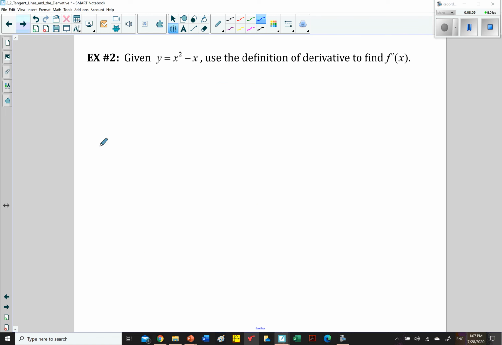Here's one for you to try. So given y is x squared minus x, use the definition of the derivative to find f prime of x. So this time just using f prime notation. You might want to turn off the video, try this on your own, and then come back to check that you did the same thing as I did.